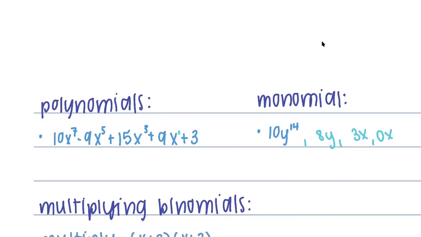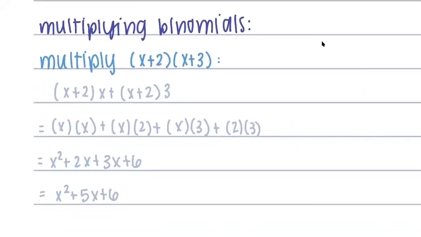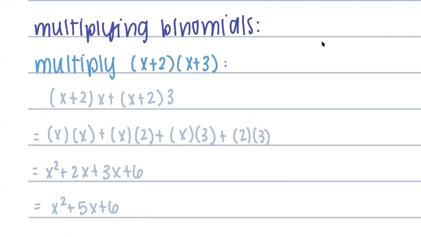Okay, so now we're going to talk about multiplying binomials together. When we multiply binomials together, the way that we're going to do it is by using the distributive property. So in this example here, we're multiplying x plus 2 times x plus 3. To do this, as I said, we use the distributive property. So we're going to distribute this set of parentheses out to this set of parentheses.